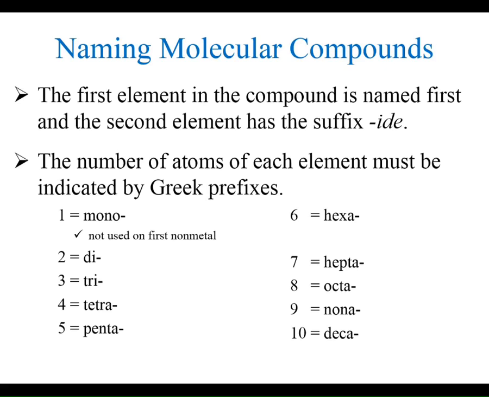Now, most of these you probably already kind of know: penta, a pentagon, a pentagram is 5. Octa, like an octopus, 8. Hexa. The weird ones are like hepta, nona, deca. Those you probably don't use very often.